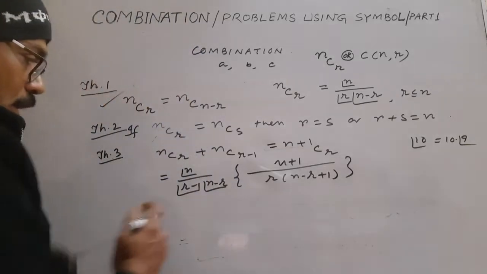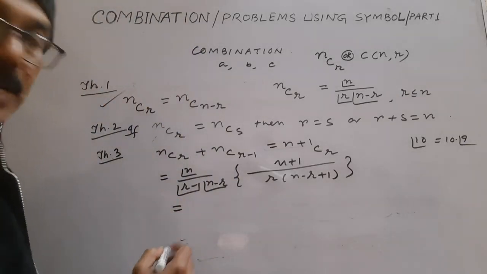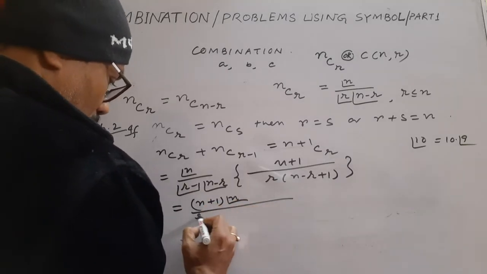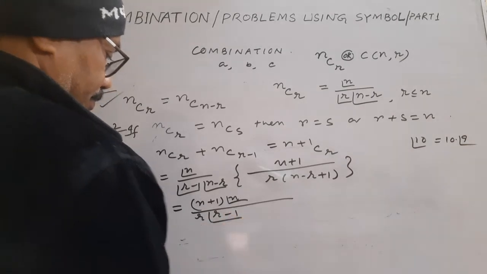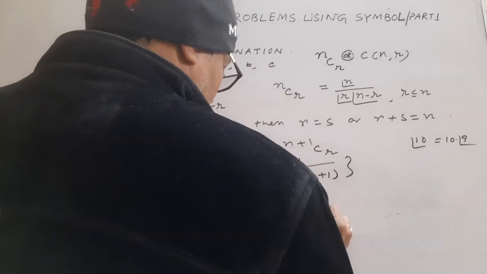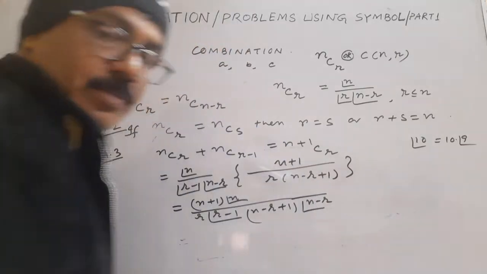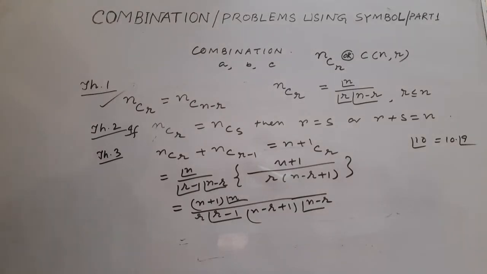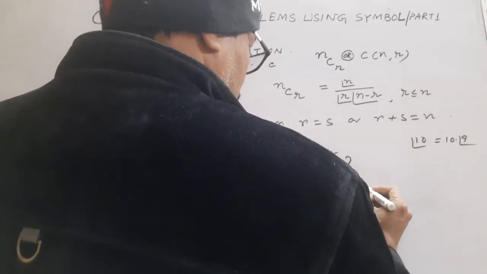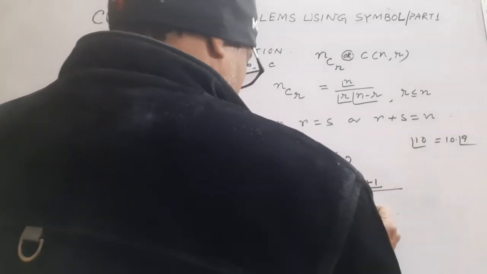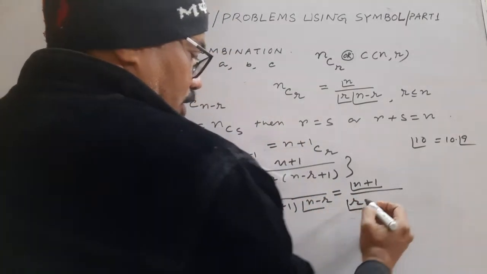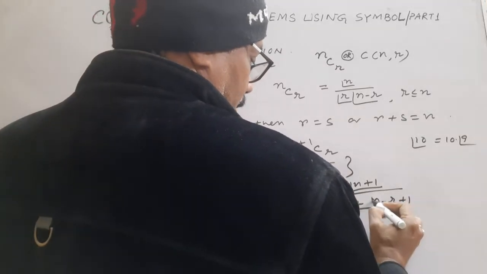Now look, we can arrange it: n plus 1 into factorial n, over r into r minus 1, and n minus r plus 1 into factorial n minus r. So, by the above theory, factorial n plus 1, and r into factorial r minus 1 is factorial r, and this is factorial n minus r plus 1.